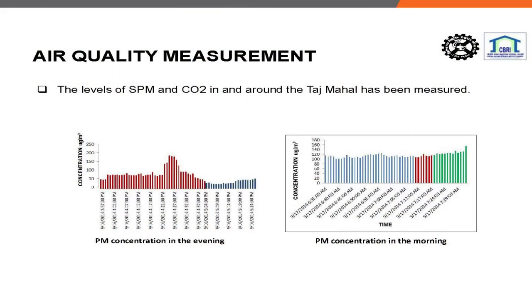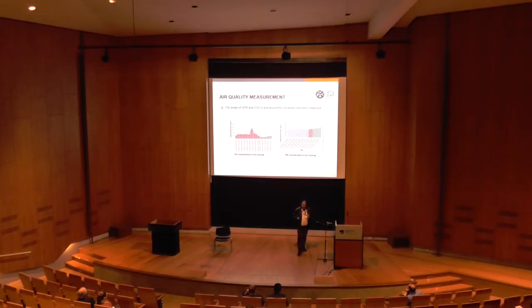Then one of my younger colleagues was interested in monitoring SPM and carbon dioxide. Other than that, the sulfur dioxide study has already been done by one of the researchers 15 years back. He studied it and concluded that everything is under control, because the Supreme Court of India has already banned all polluting industry within 50 or 100 kilometers of the Taj, and they have already been shifted. So no polluting industry is allowed around the Taj. That gives us good respite today.